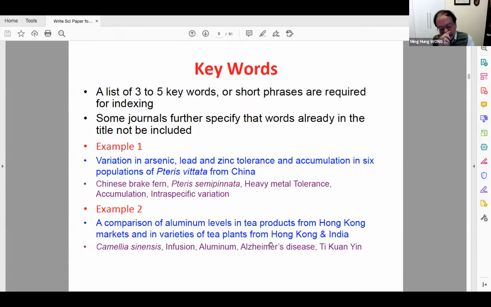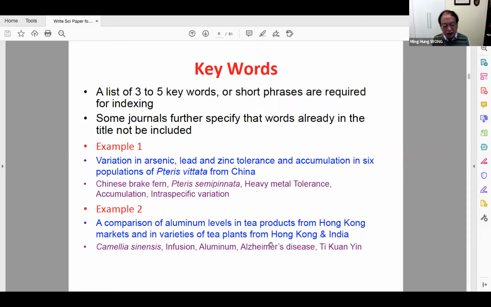Very often we are asked to provide 3 to 5 keywords and short phrases. They are required for indexing. So they are also important because you provide the keywords which reflect the contents of your paper. So people checking your keywords find the paper which are relevant to their study. So it would be good if you try to use those keywords which are not repeated in the title. I think that would enhance the chance of people citing your paper.